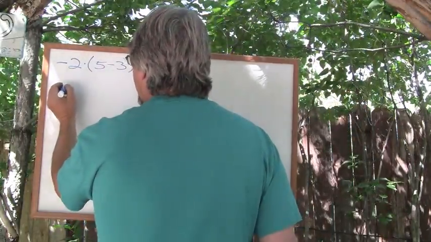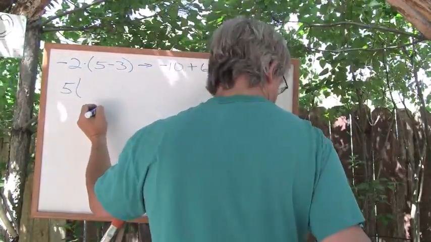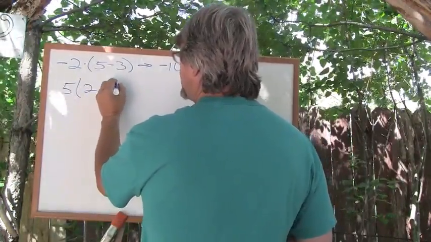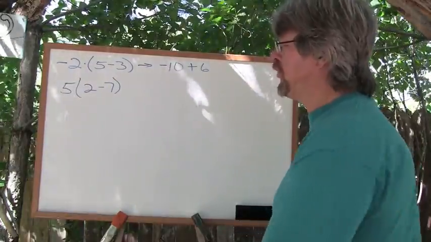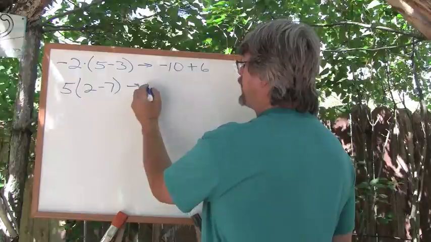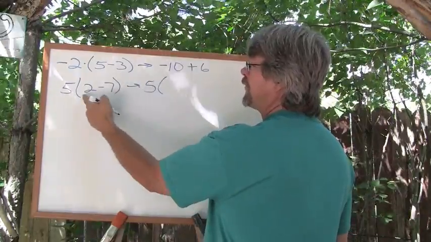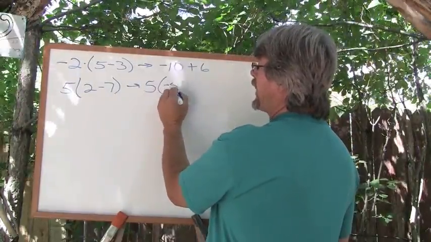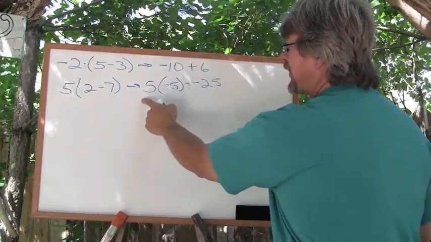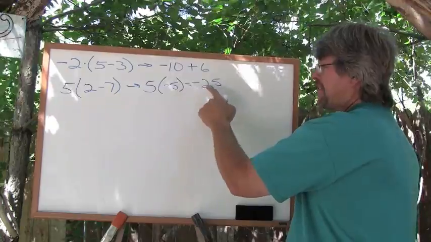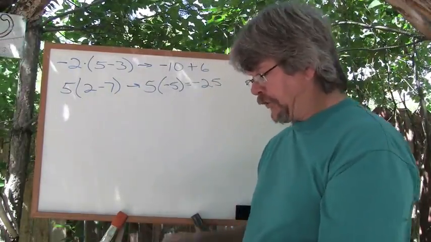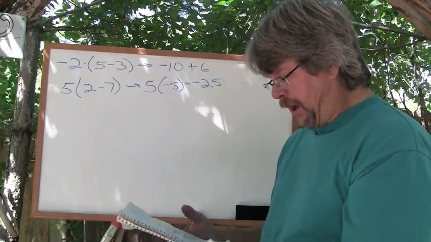If you have 5 times 2 minus 7, you can do what's in the parenthesis first if you so desire, so that this becomes 5 times, what's 2 minus 7? Negative 5. So that equals negative 25. A positive 5 times a negative 5 is a negative 25, right? So you can practice all sorts of ways of working on this.